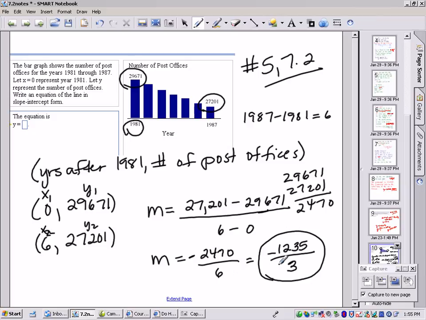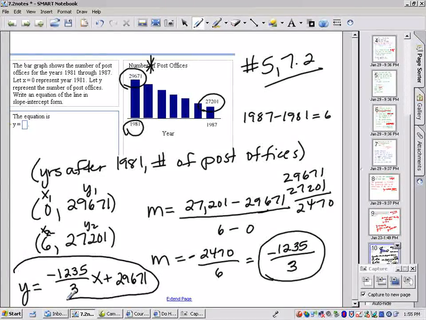Now, if you pay particular attention to this problem, you don't have to do any more work, because remember what our equation depends on. It depends on the slope and the y-intercept. The y-intercept is at an initial value. So if we know that, we know our equation. Our equation is y is equal to negative 1235 over 3 x plus our initial value, which is 29,671. Now, if you didn't see that, you would have to plug into the point-slope or the slope-intercept form to find this value of b.